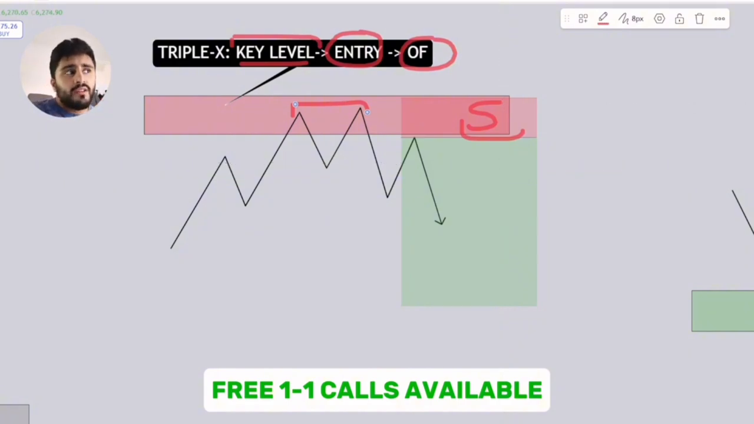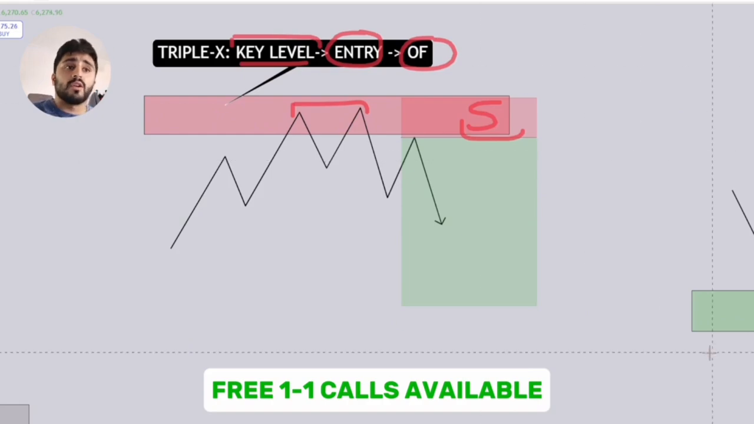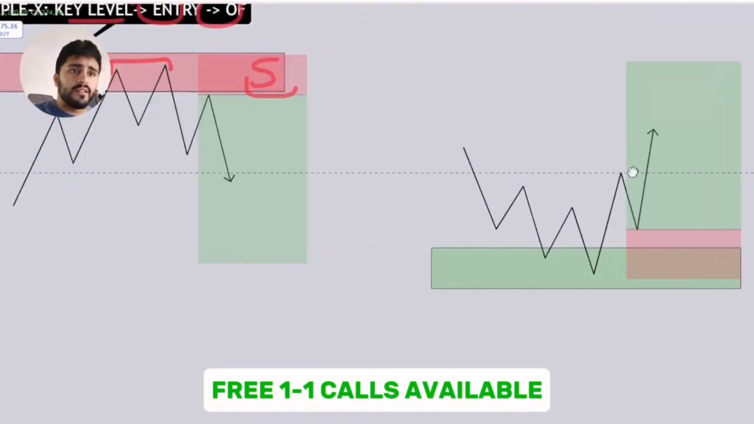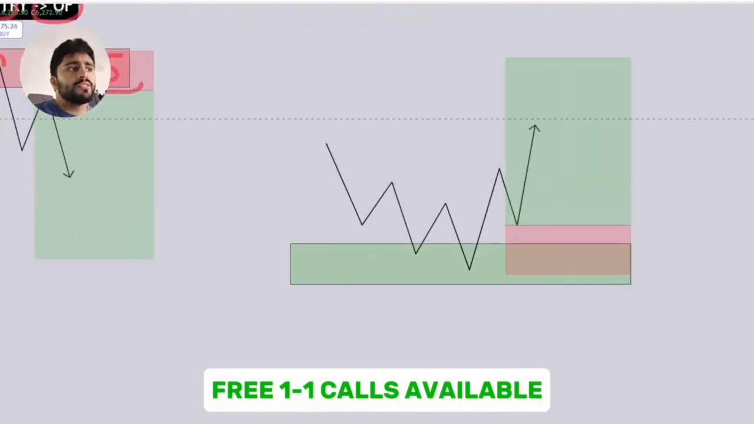The spoiler alert here is you have no idea whether price is going to break higher or lower, in this case lower, if you don't actually read the order flow, right? Vice versa here for a demand area. If we just take a look at our demand area over here, how does it actually work?